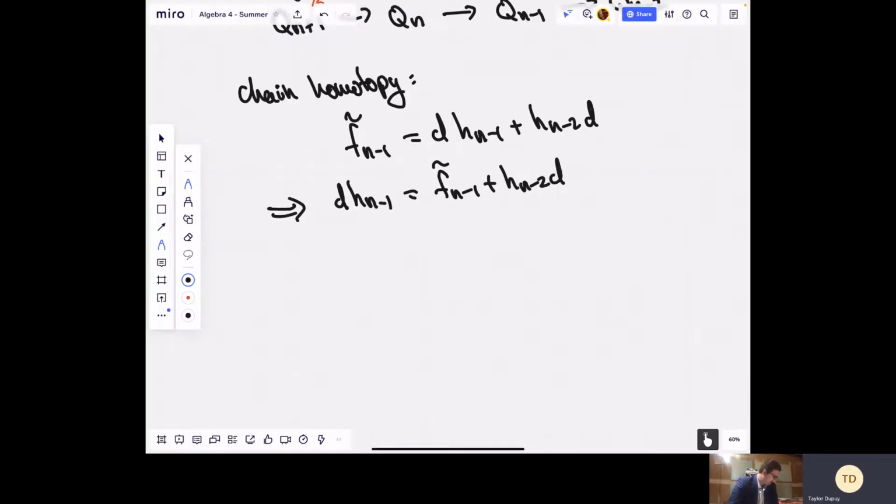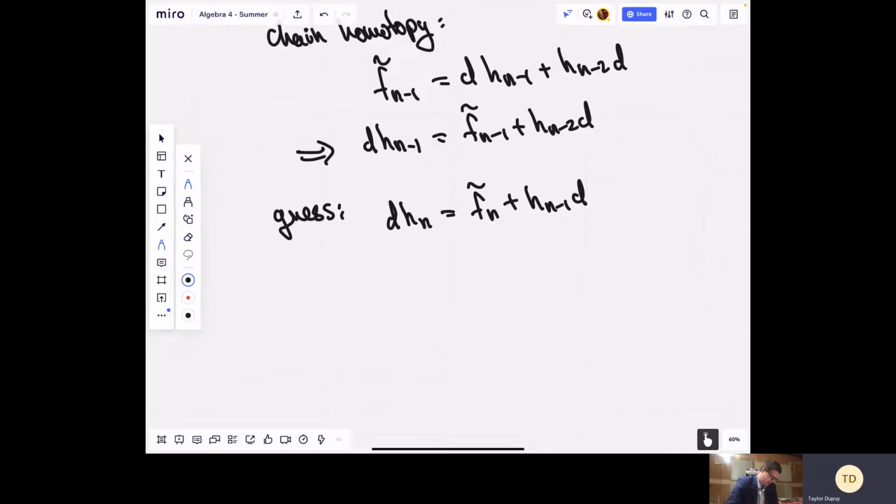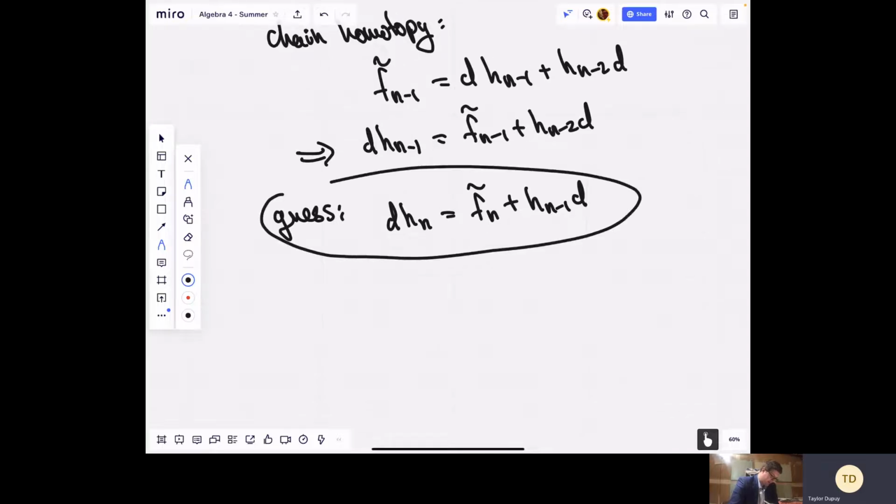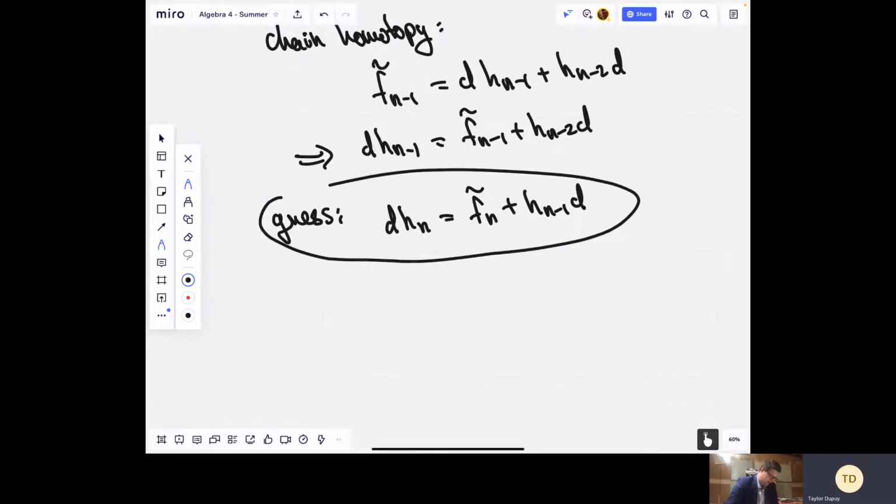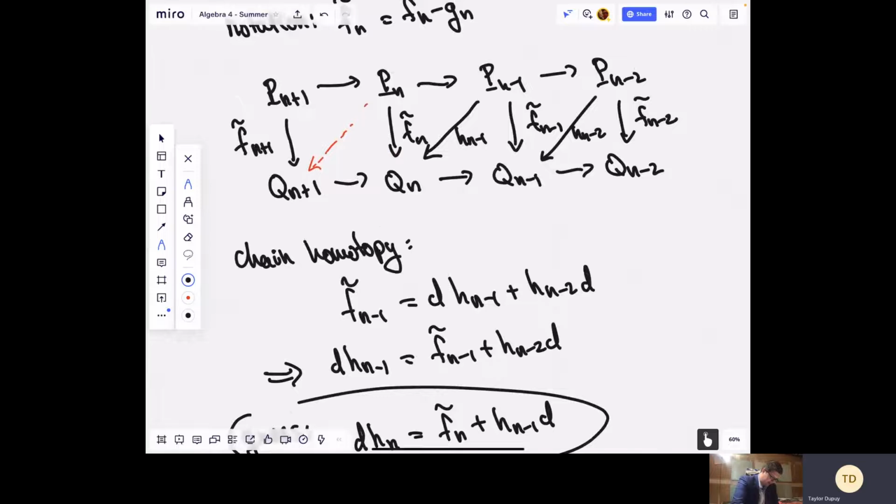And so what we're going to guess is, if we want this to work, we're going to need DHn to be Fn tilde plus Hn minus 1 D. This is what we want to happen for this Hn that we don't know exists yet.